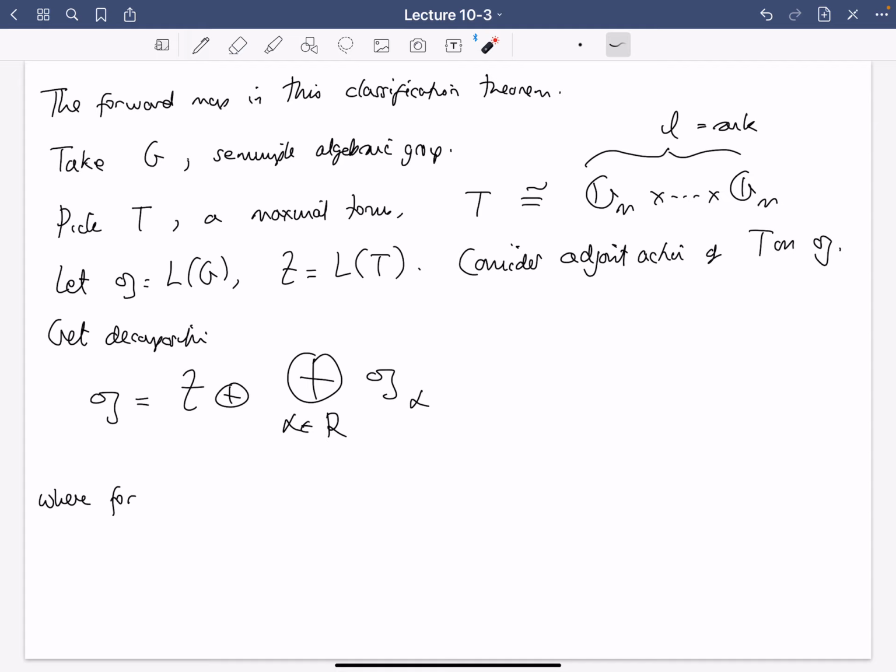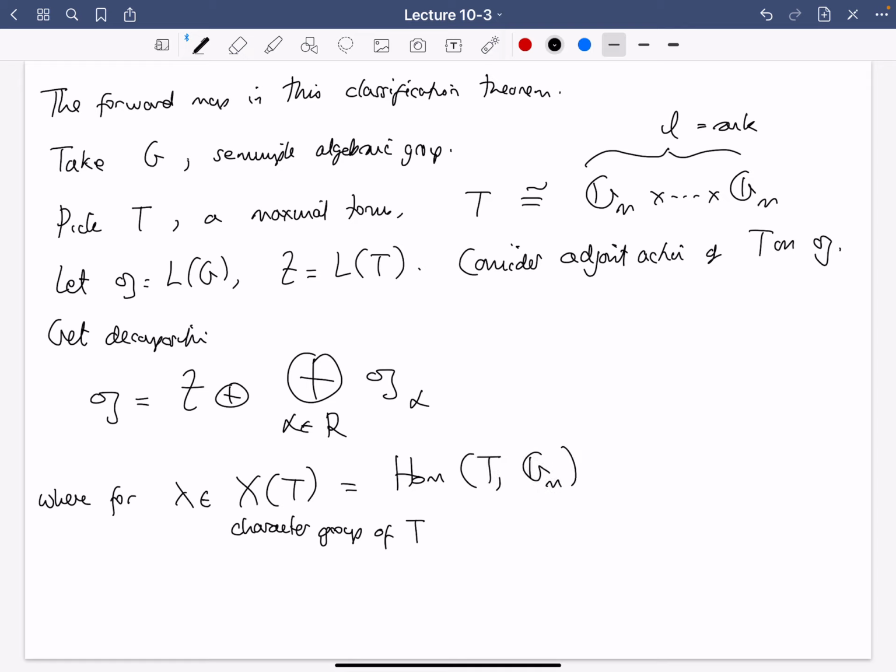So let me write down a few definitions. You need to take λ in X(T). You see this on homework problems. This is the character group of that torus. That's morphisms of algebraic groups from the torus to the multiplicative group. This is a free abelian group. It's isomorphic to Z^L. It's a free abelian group of rank L, where L is the rank. That's just the dimension of the torus, that algebraic group.